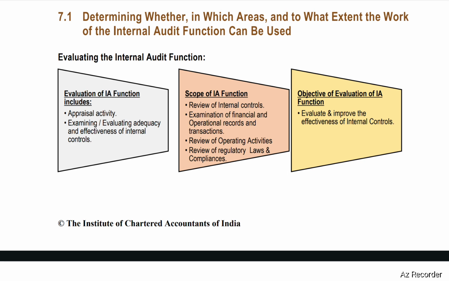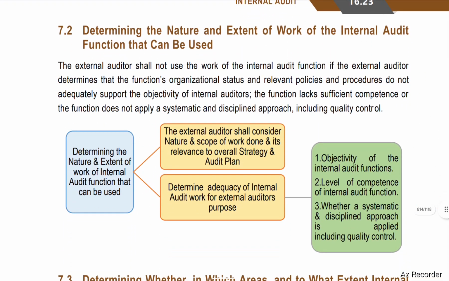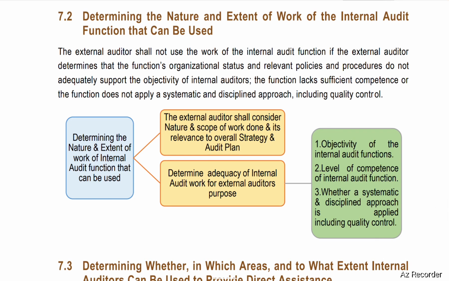Objective of evaluation of the internal audit function: evaluate and improve the effectiveness of internal controls. Determining the nature and extent of work of the internal audit function that can be used. The external auditor shall not use the work of the internal audit function if the external auditor determines that the function's organizational status and the relevant policies and procedures do not adequately support the objectivity of the internal auditors, the function lacks sufficient competence, or the function does not apply a systematic and disciplined approach, including quality control.